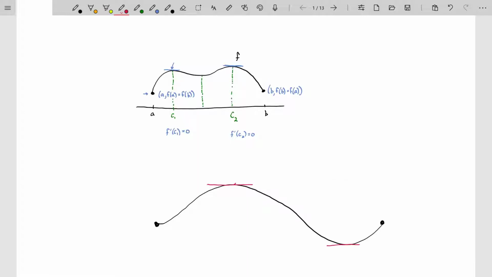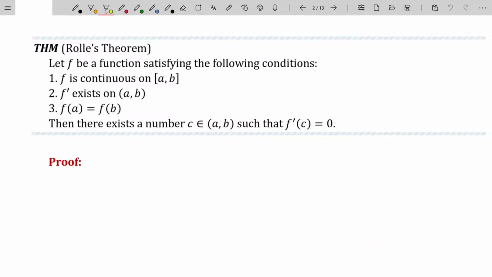So you start climbing from this point. Well, if the final point is at the same height, then obviously you're going to have to turn that corner and come back down. When you turn that corner, well, you got a horizontal tangent. That is the concept of Rolle's theorem. Very easy concept to understand. And so here it is in all of its glory.